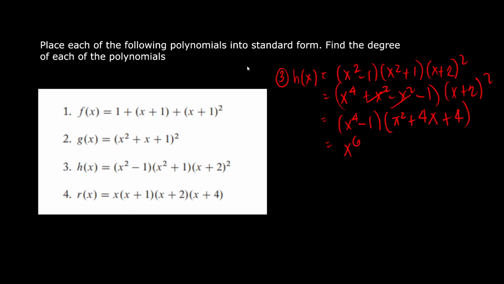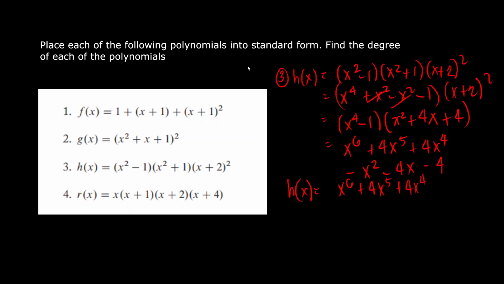X to the 6 plus 4x to the 5 plus 4x to the 4th minus x squared minus 4x minus 4. So, ang h of x sa standard form ay x to the 6 plus 4x to the 5 plus 4x to the 4th minus x squared minus 4x minus 4. This is the final answer. Okay na tayo sa 3. Let's proceed sa 4.